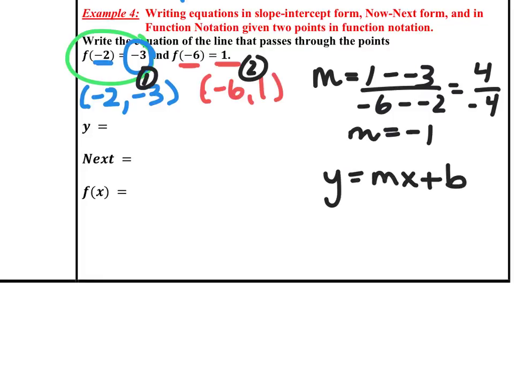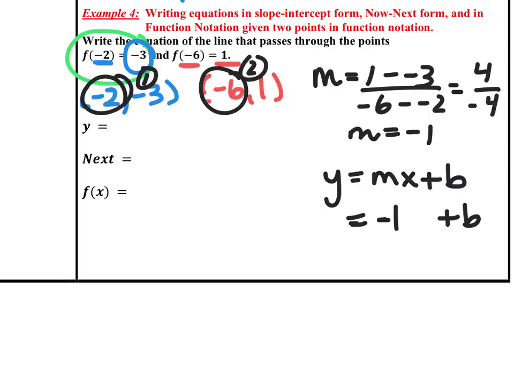I check my 2 points. Neither of them have zeros for x's right now. So I need to go ahead and solve for b. I know my slope is -1, so I put that for m. I don't know what b is. And then I'm going to plug in a point for x and y.